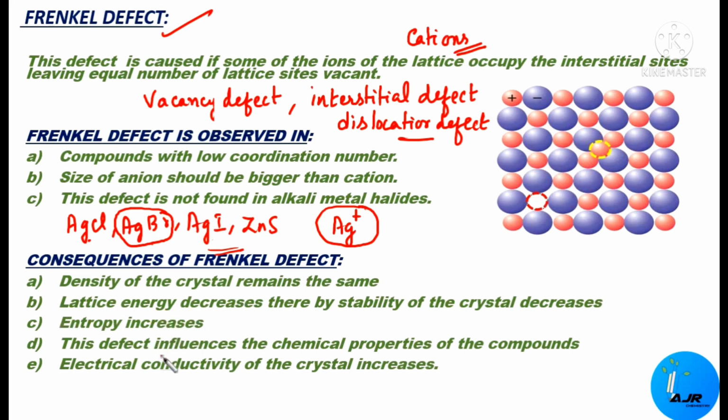Next, this defect influences the chemical properties of the compound. Obviously that happens because the cation is moving from its original place, so automatically the chemical property of the compound will change. The last one is that the electrical conductivity of the crystal increases. Why does the electrical conductivity of the crystal increase?